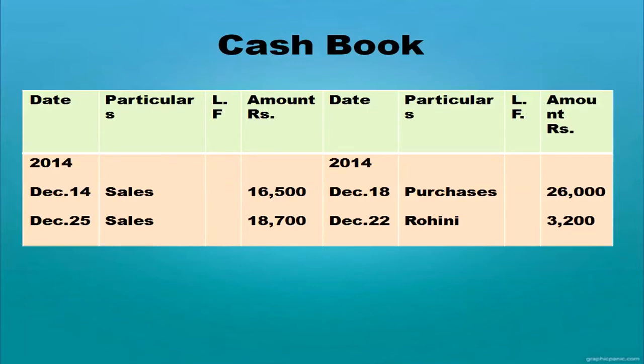Receipts are coming inside the business in the form of cash, so it is a revenue. So, you are writing on the debit side of the cash book to sales, 18,700 amount. Then cash paid to Rohini. Rohini is the receiver of the cash, so Rohini debit to cash. On the payment side, you are writing by Rohini, date and amount in the respective columns.